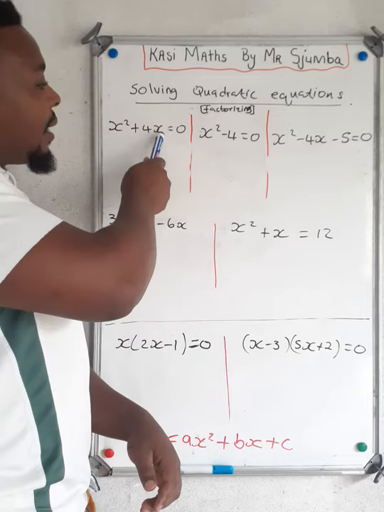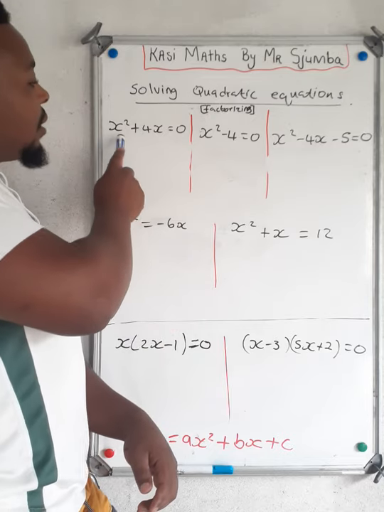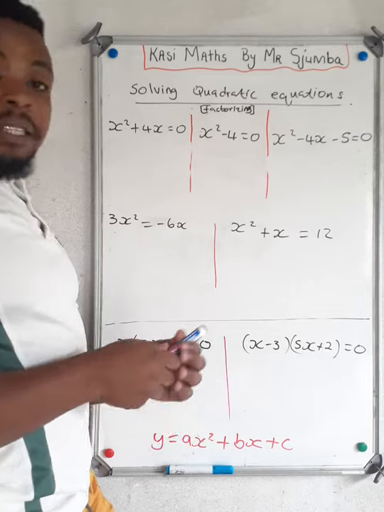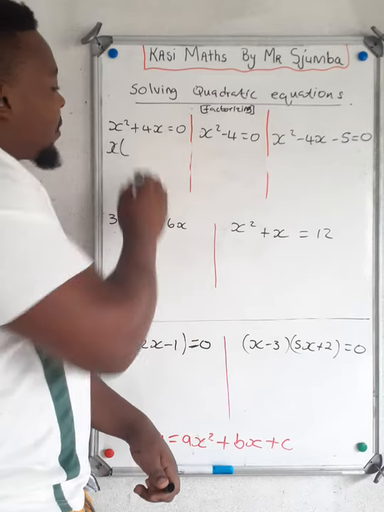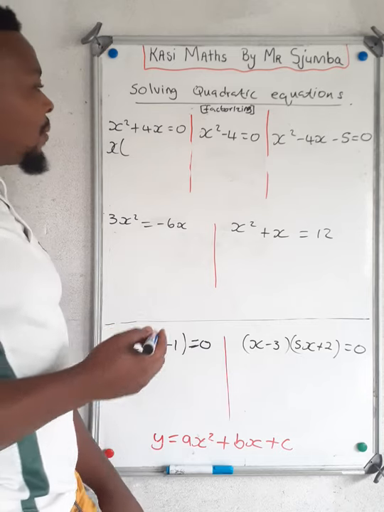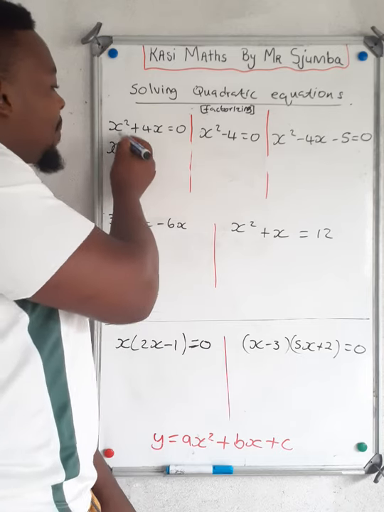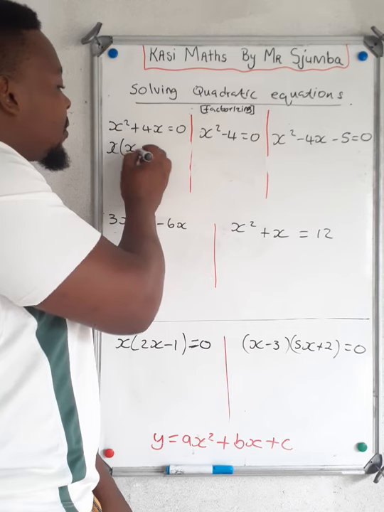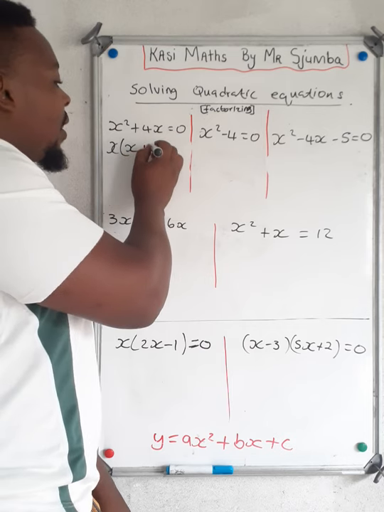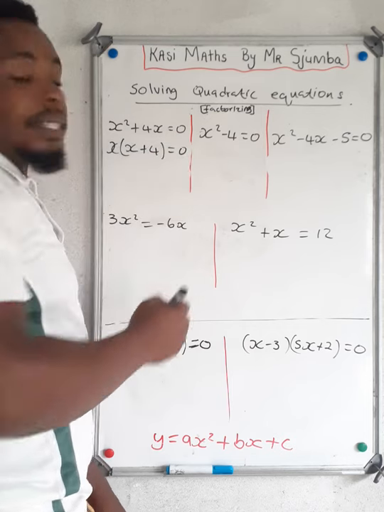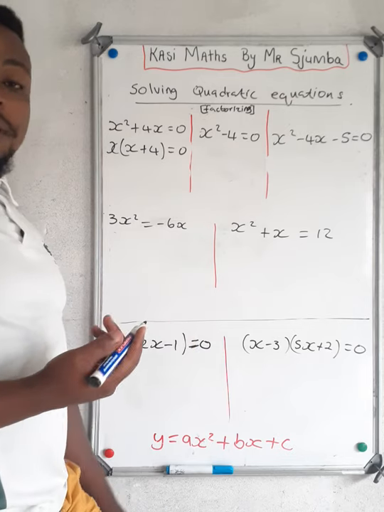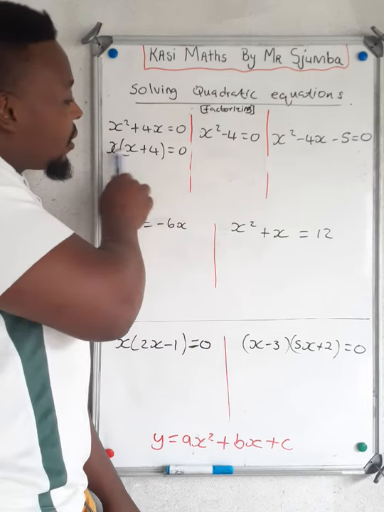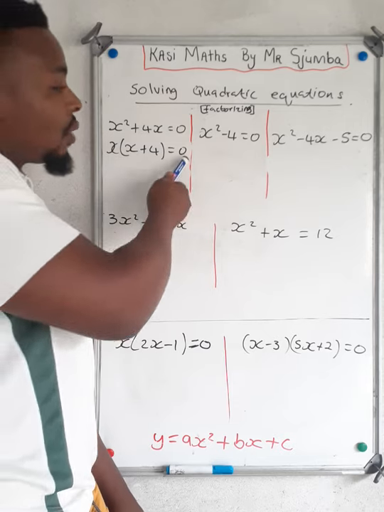Since the value of c is zero, we can take out a common factor, x. So x is a factor, it's common. Then we have x times (x plus 4) still equals 0. So we apply the zero factor theorem: a product of factors equals 0.